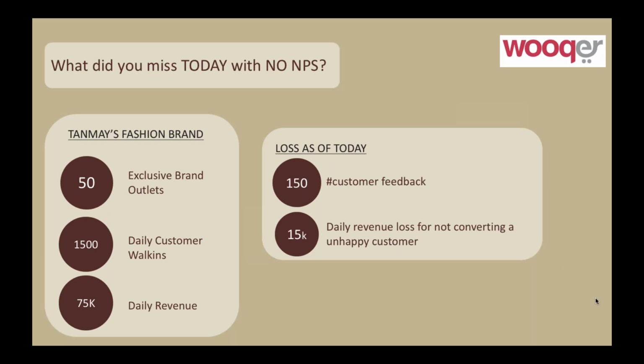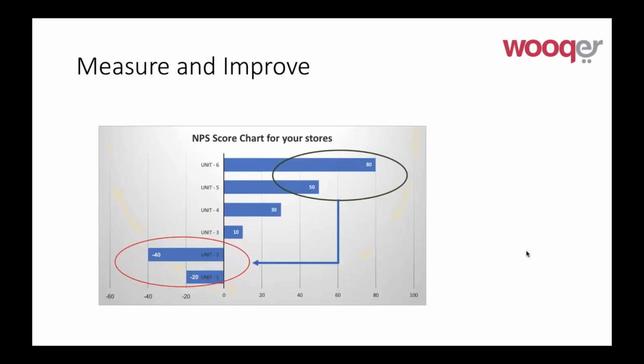Now, what could he have done? Imagine he had an NPS mechanism in place. He would have been able to see a score chart of all his stores, shown in the example here. His chart would show that, let's say, I'm just taking an anecdotal example here for ease of understanding, there are 6 units which are running NPS, and these are 6 stores of his. Two of his stores are poorly performing.